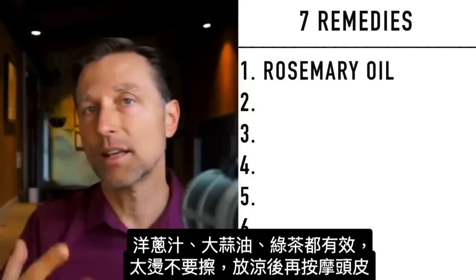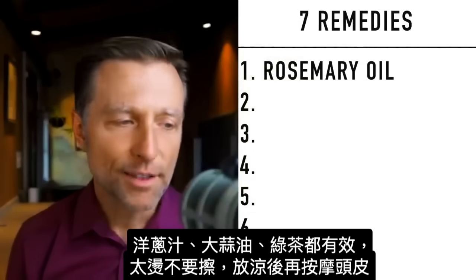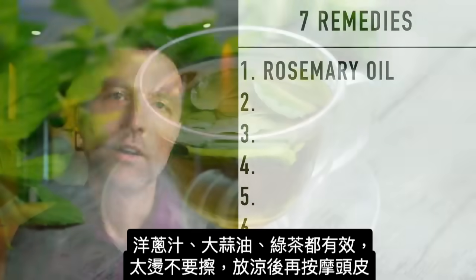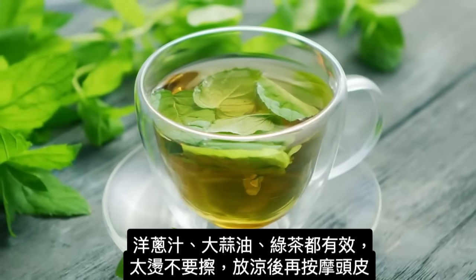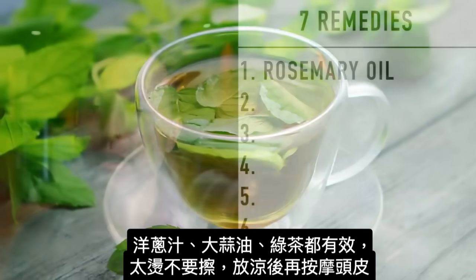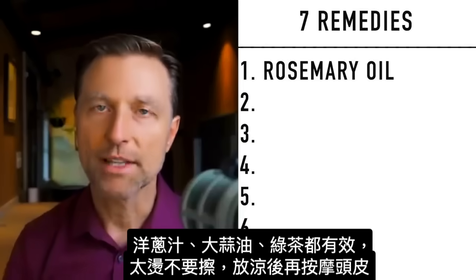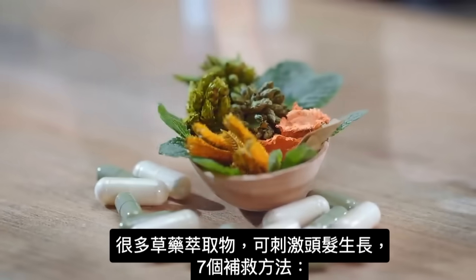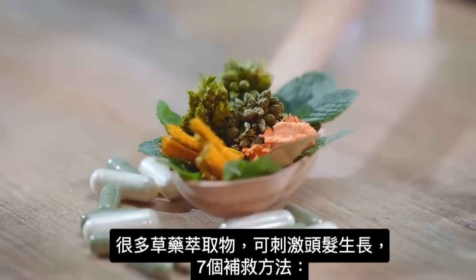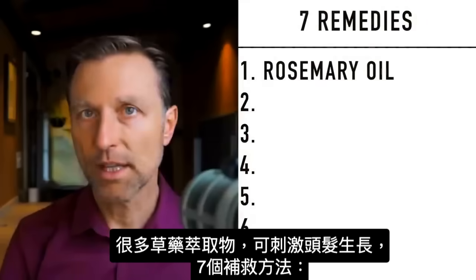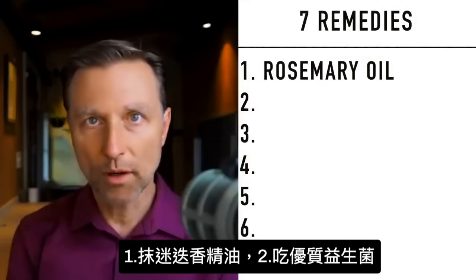Now, there are a lot of things you can also use, like onion juice and garlic oil and green tea. Of course, don't put it on your scalp hot, but wait till it cools down and you can rub it into your scalp. There are many different herbal extracts that can help stimulate the growth of hair. But in this list, there are 7 things I'm going to talk about. One is the rosemary oil, okay?